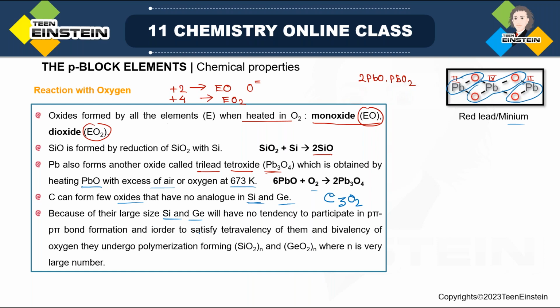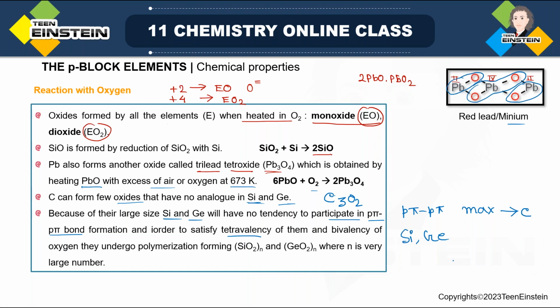Now come to the next two elements, silicon and germanium. They have no tendency to participate in pi-pi bond formation. We have already seen that this type of pi-pi bond formation is maximum in carbon, but it is not so high in silicon and germanium. There is no such pi-pi bond formation tendency. So what happens? But +4 oxidation state is observed for them, so they have to satisfy tetravalency, but still there is no pi-pi bond formation.